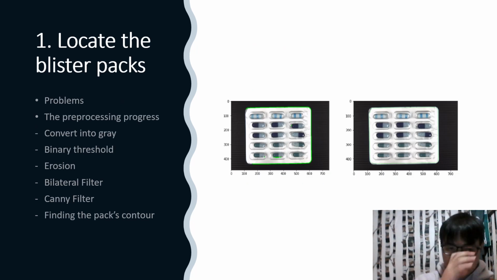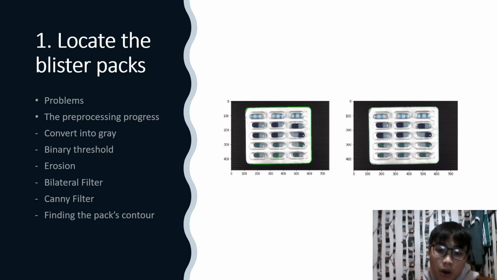So let's discuss how we locate the blister packs. Firstly, we convert the image to grayscale, and the next step is to apply the binary threshold operation to make the light conditions in the corners more equal.